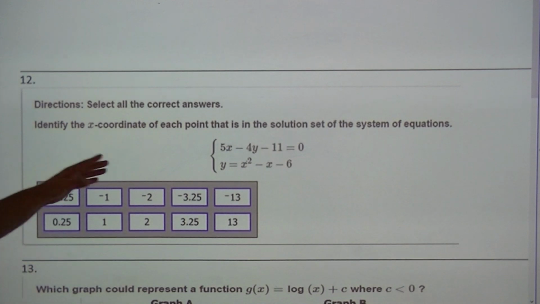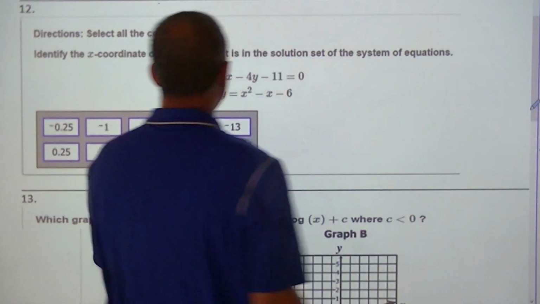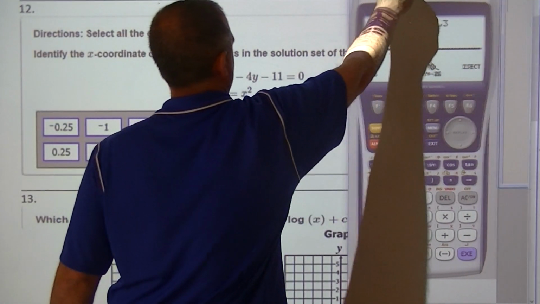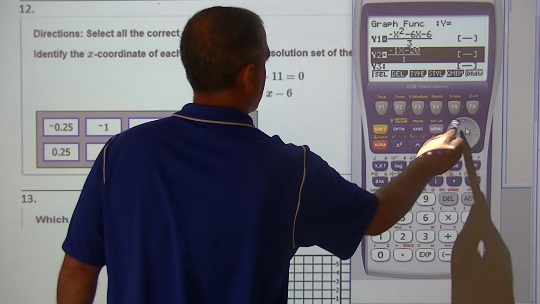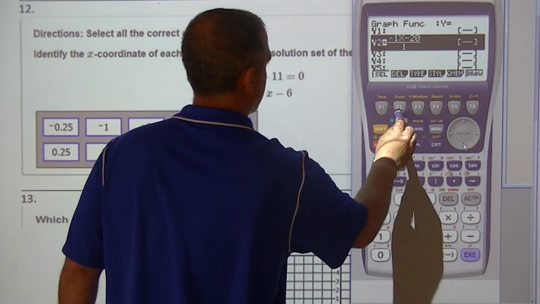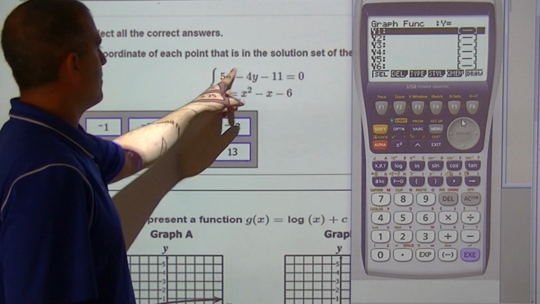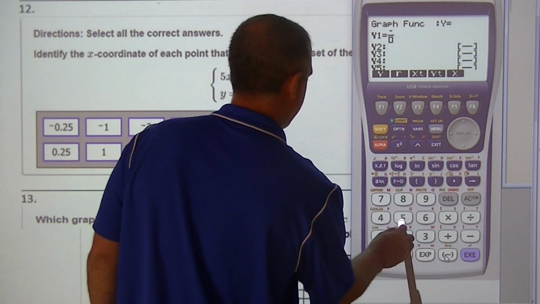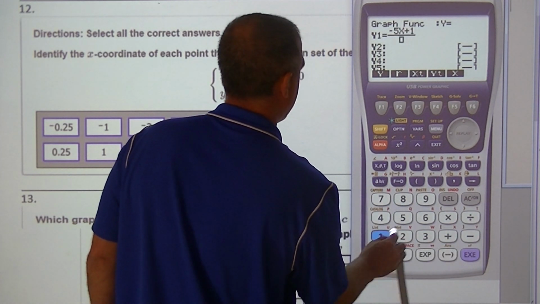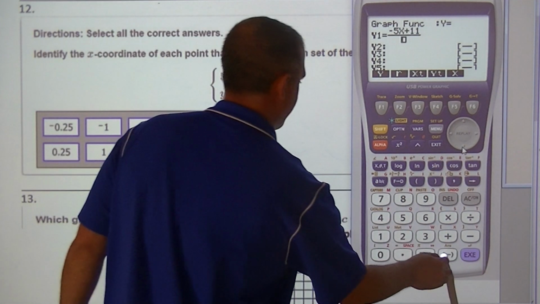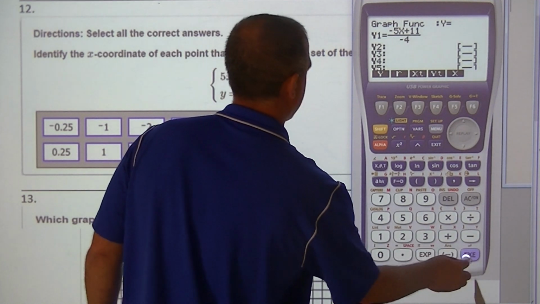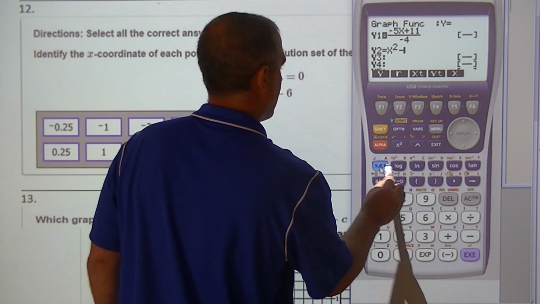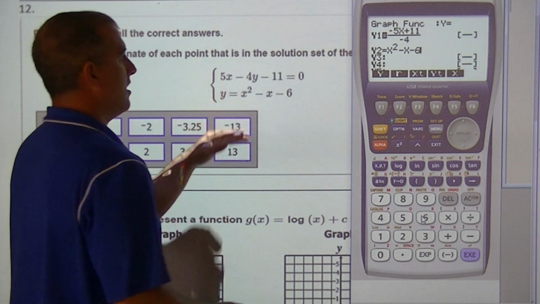Okay, moving on. 12 is going to be the same thing. I only have to work with this first one being something I got to move. So I'm going to move the 5x, I'm going to move the -11. So -5x, positive 11, the number in front of y is -4. Now this one's already with y by itself. So I'm just going to type x squared minus x minus 6. If y is by itself, don't change anything.